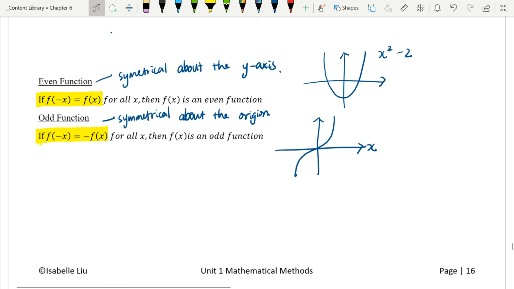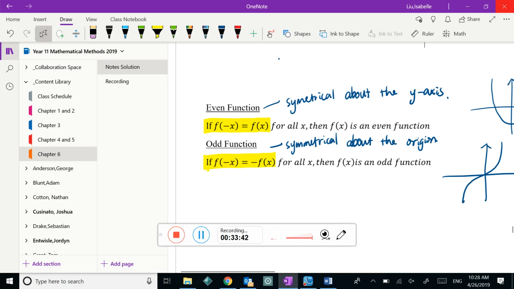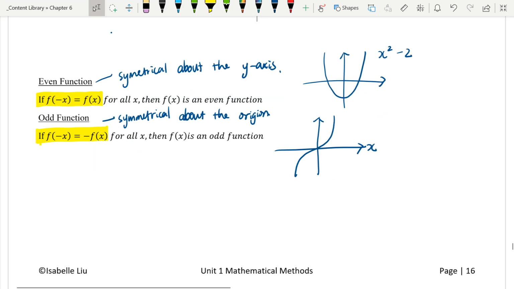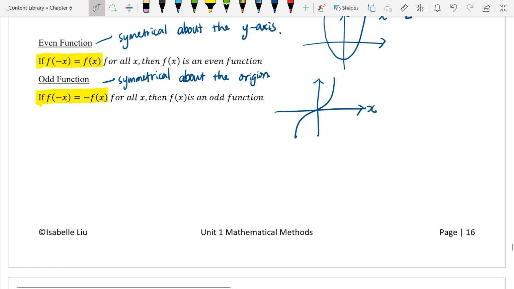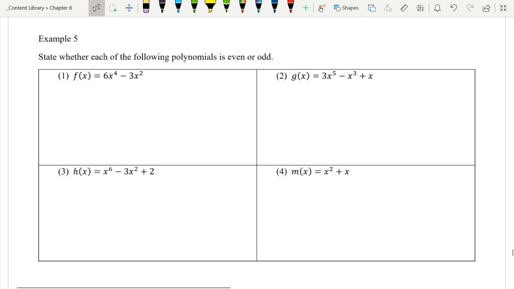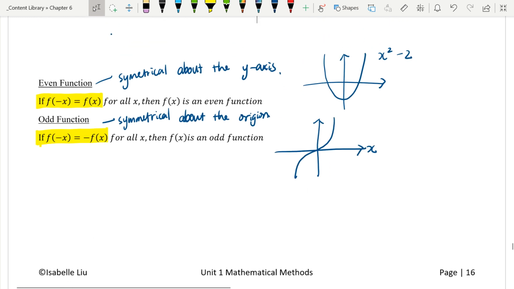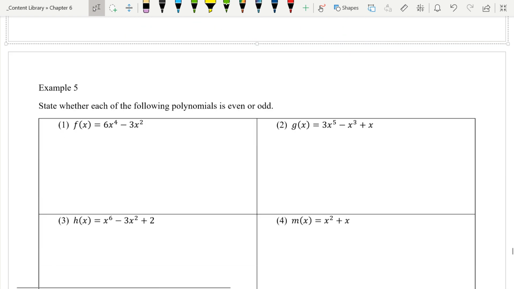So if you can go to the next page, okay, I have about 5 minutes. I can finish discussing this one. If you go to the next page, I want to ask you, these four functions, are they even functions or odd functions or neither? If you look at the two definitions, they all relate to f(-x). So I want to see what's happening to f(-x) first.